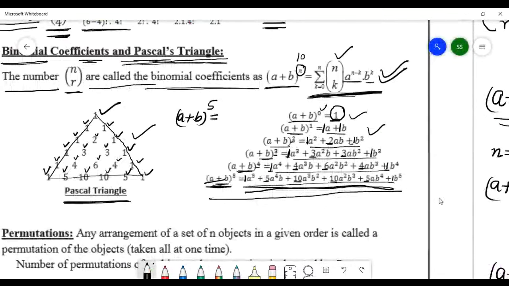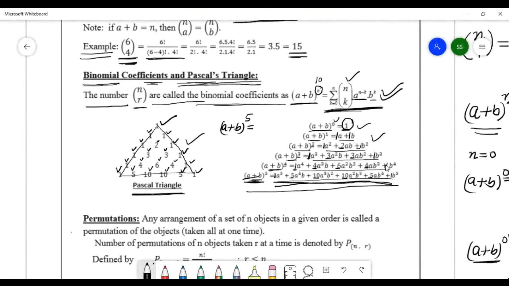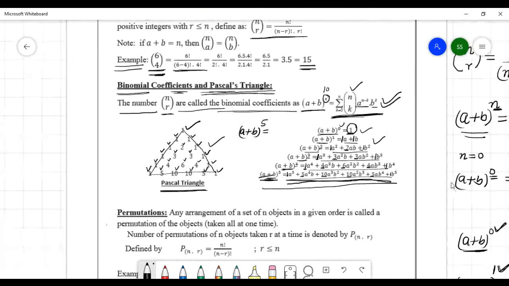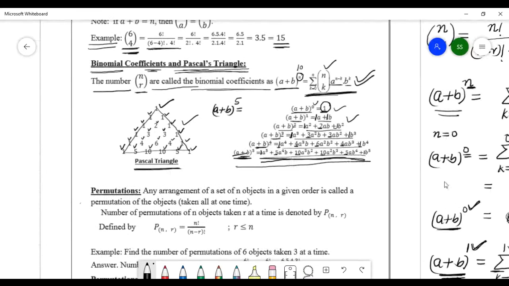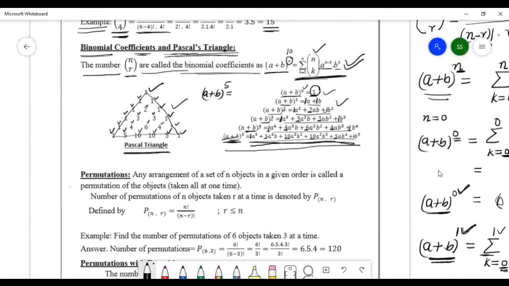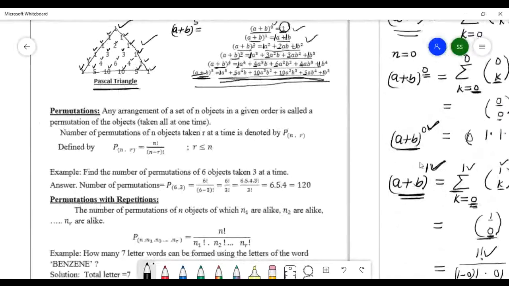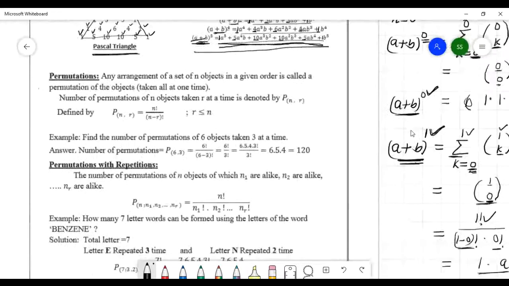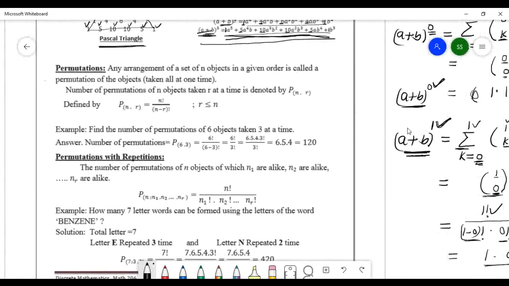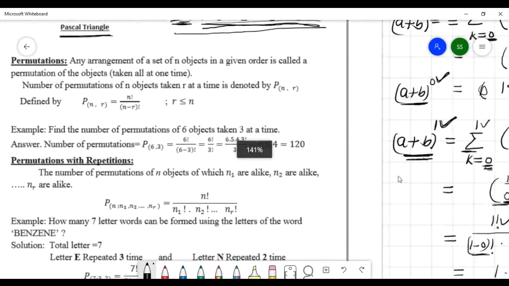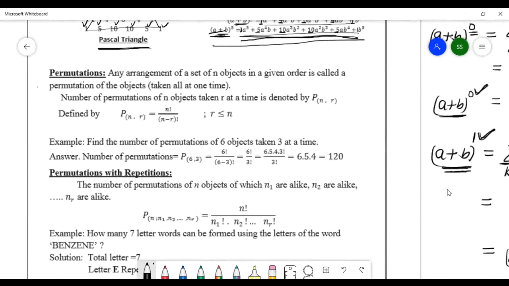Okay, now come to the next point. So this is called Pascal's triangle. No more discussion here. Come to this point, which is important: permutation. See these permutations.